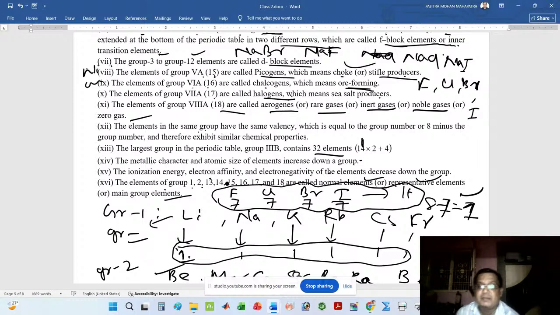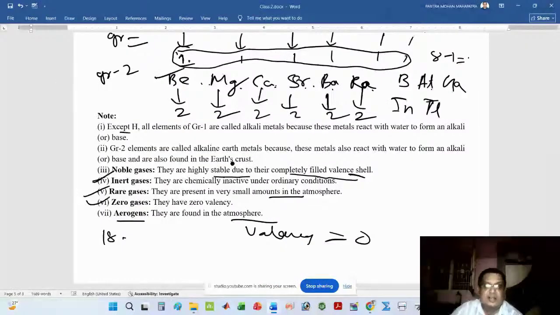These are said to be normal elements or representative elements or main group elements. By knowing the electronic configuration of these elements, you can clearly determine which period and which group each will be present in. Except hydrogen, all elements of group 1 are called what? Alkali metals. They react with water to form an alkali or base.